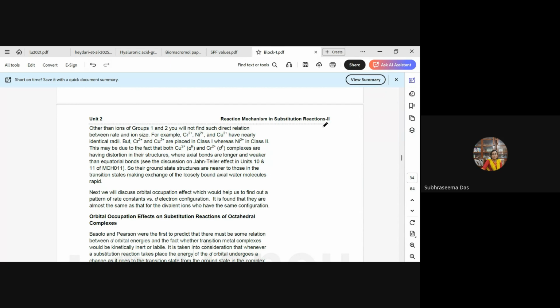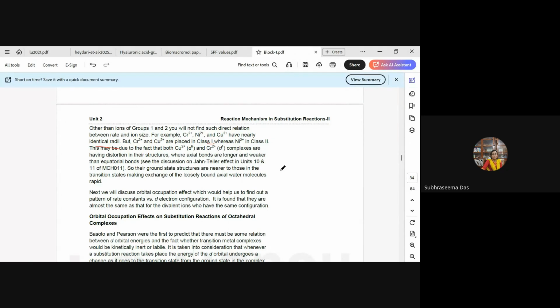For example, chromium 2+, nickel 2+ and copper 2+ all have almost similar radii. But chromium 2+ and copper 2+ have been placed in the class 1 ion category, while nickel 2+ has been placed in the class 2 ion category. So why is this so?